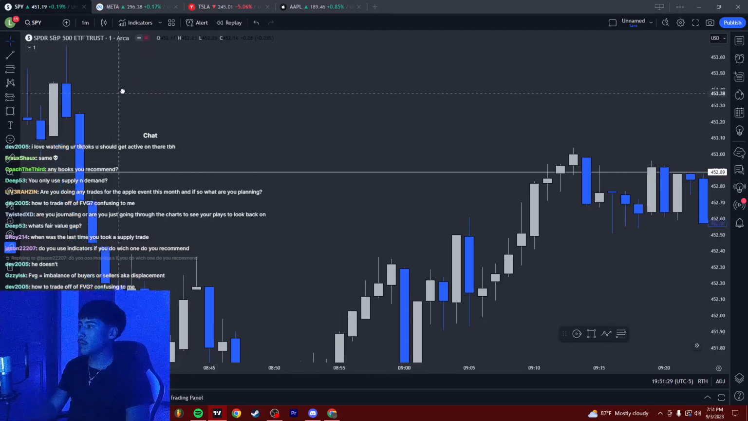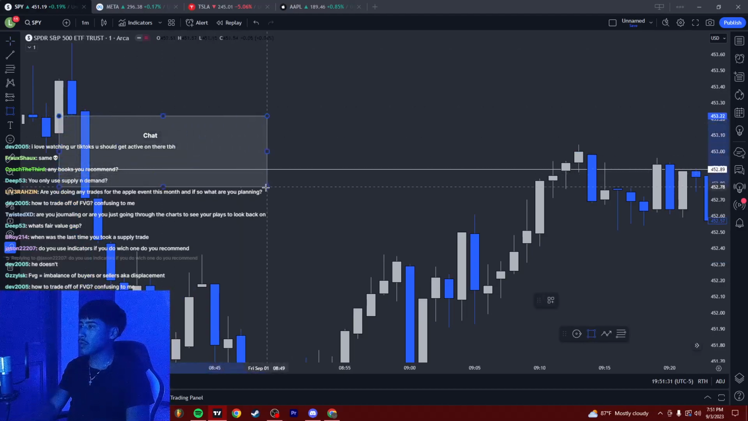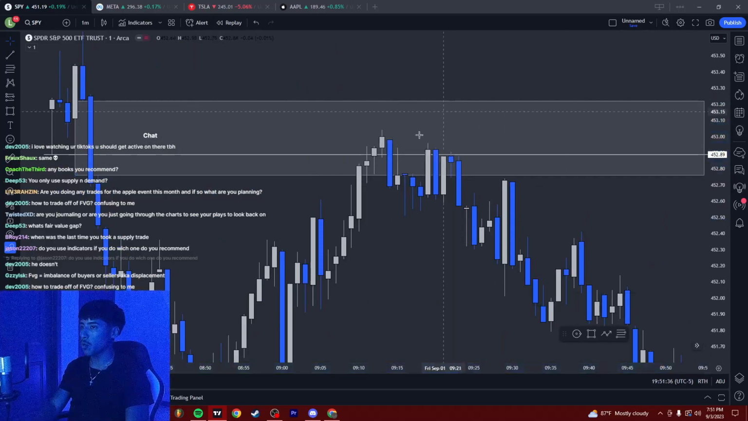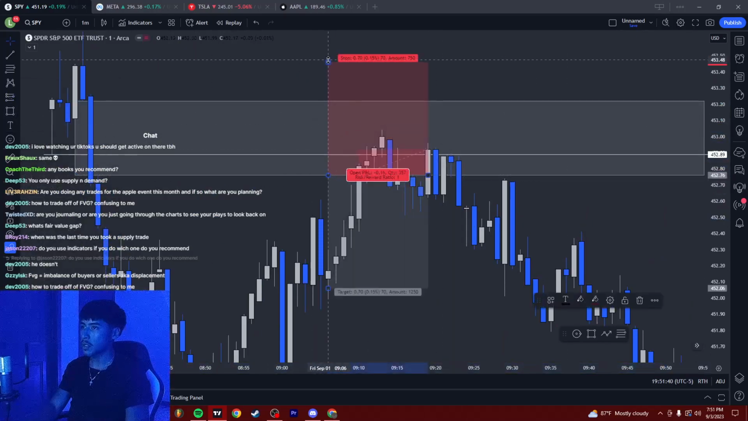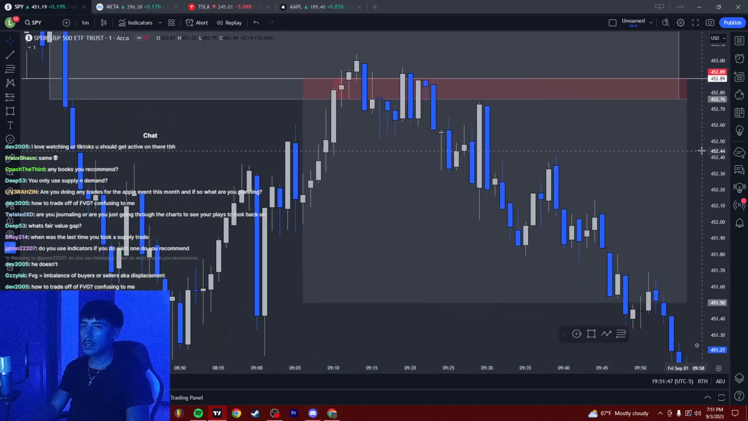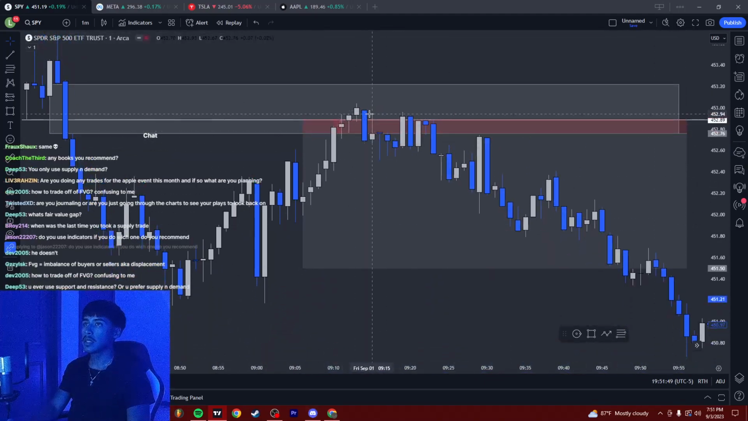How to trade off a fair value gap? All right, so basically when you see it be created, you just wait for it to retrace. Boom. So your stop, my stop would be around there. Boom. So then you would just wait for price to retest.